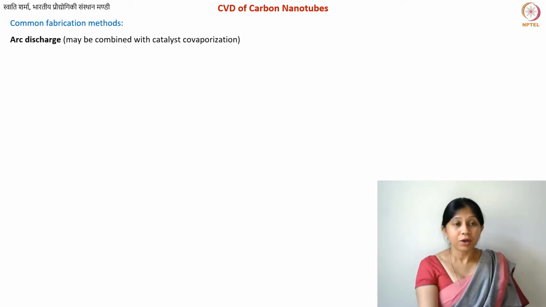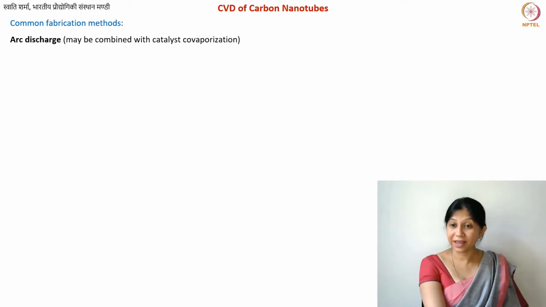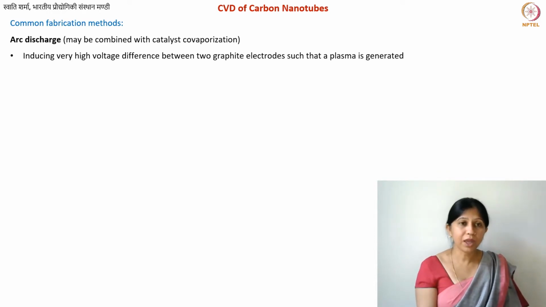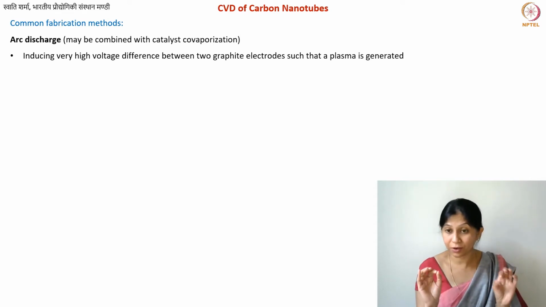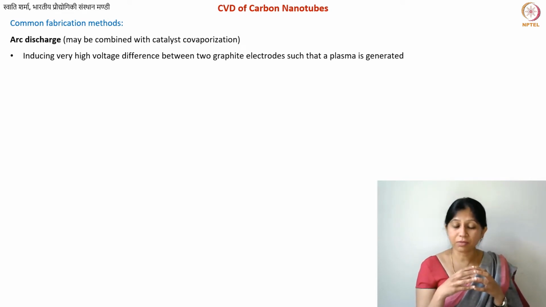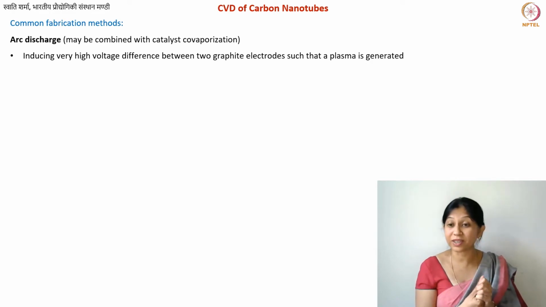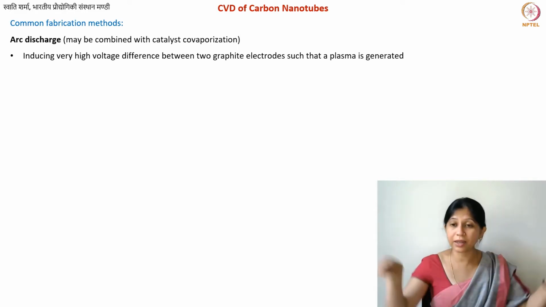Okay. So, the common fabrication methods anyway, CVD is there, but what else? Arc discharge. What is arc discharge? Basically, you induce a very high voltage difference between two graphite electrodes. One interesting thing is that graphite, of course, is very much electrically conductive, so it is already used for making electrodes. You can take two electrodes and keep them very close to each other, like maybe 1 millimeter apart, and then connect them to an external circuitry and then have very high voltages.